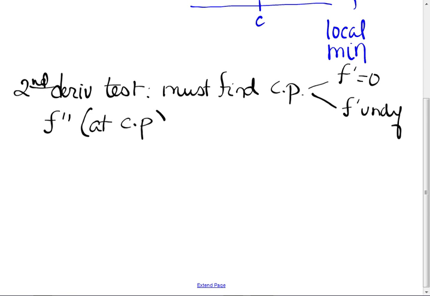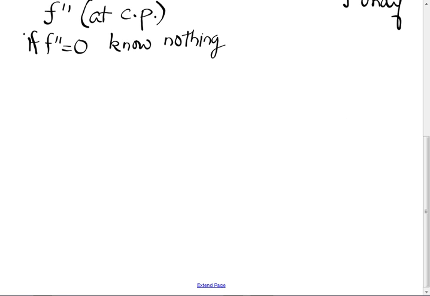So you're going to get a value. If you get 0, you know nothing. If f double prime equals 0, you know nothing and you can't use the test. Sometimes tests fail. Then I have to use the first derivative test. But if f double prime is positive, then that means at that point my function's concave up. So this is a minimum. Does that make sense? Remember this now?